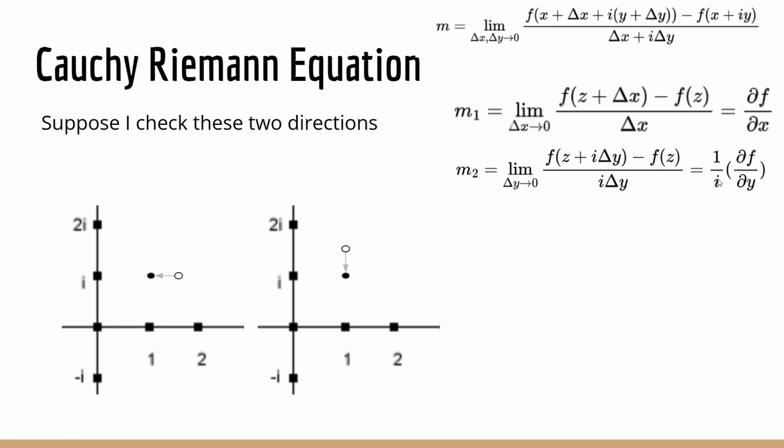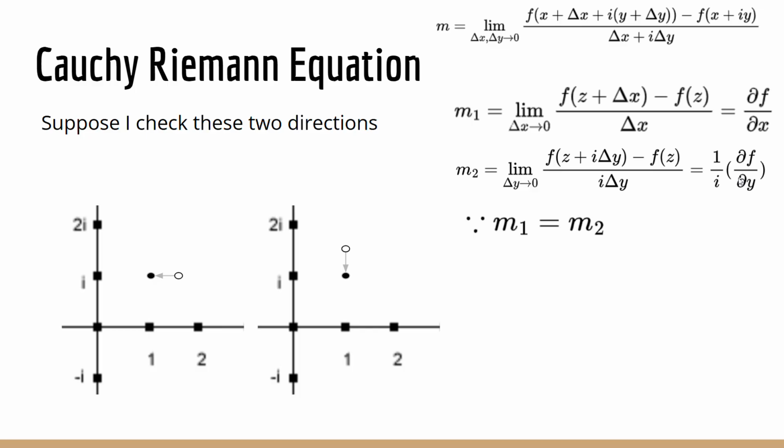But remember, there will be a constant of 1 over i in front because our delta z is not just delta y, but it's in fact i delta y, right? Because we're approaching from an imaginary axis. You have to consider this imaginary part. So you have a 1 over i factor in front of your partial f partial y.